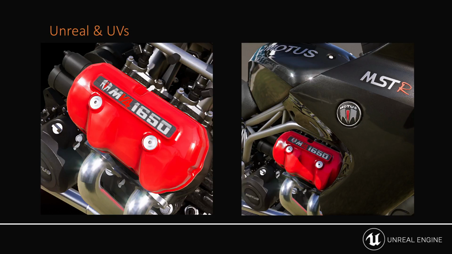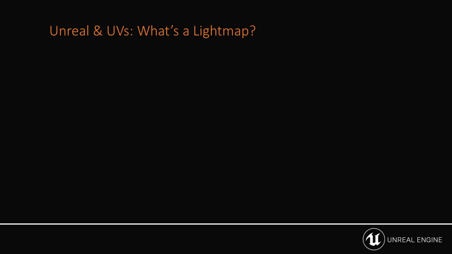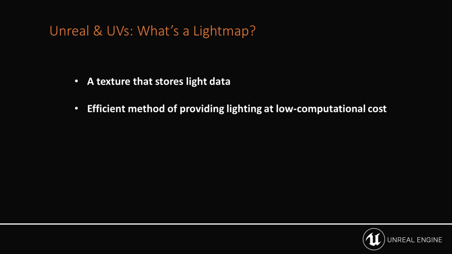All right, so we've mentioned this term light map. Well, what is a light map? A light map is a texture that stores light data. That's as simple as I can put that right now. It is simply a texture map that stores light data. Now, as we'll see shortly, they look different. They have a different look to them, and they operate in a different way as well. So they're a very efficient method of providing lighting at low computational cost.